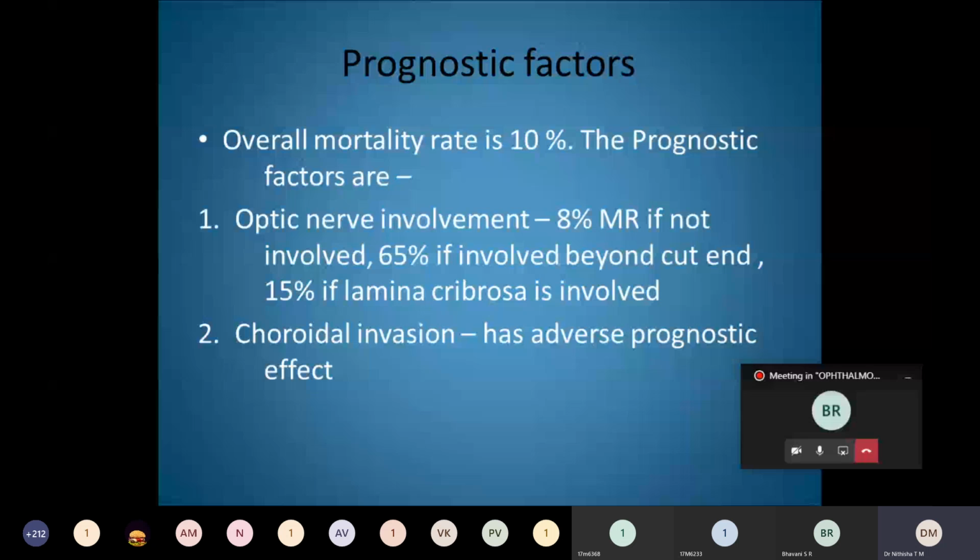What are the prognostic factors? Overall mortality rate is 10%. What are the prognostic factors which will tell us what we have to plan? If there is optic nerve involvement, the mortality is 8% if not involved, then 65% if involved beyond the cut end, and 15% if lamina cribrosa is involved. If there is choroidal invasion, then it has a very adverse prognostic effect.